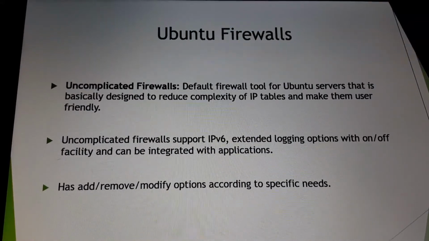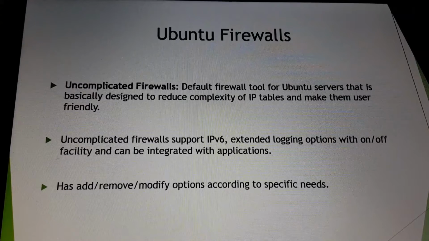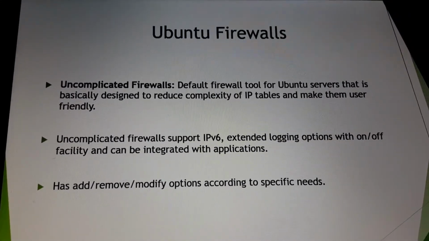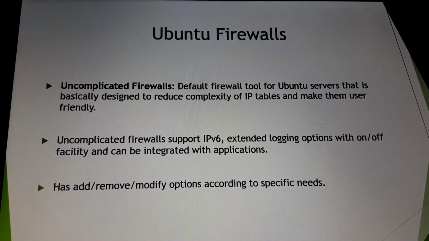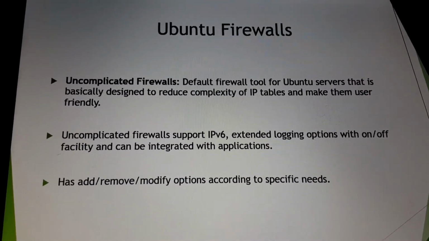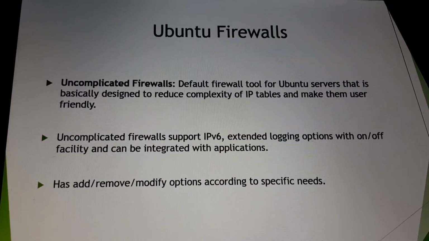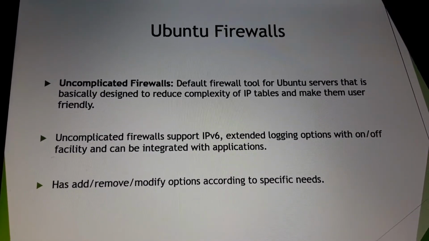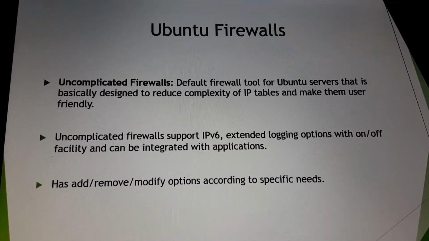The main default firewall tool for Ubuntu servers is the Uncomplicated Firewall, which is basically designed to reduce the complexity of iptables and make them user-friendly. Uncomplicated Firewall supports IP version 6, extended logging options with on and off facilities that can be integrated with applications, and they also have add, remove, and modify functionality options according to specific needs.